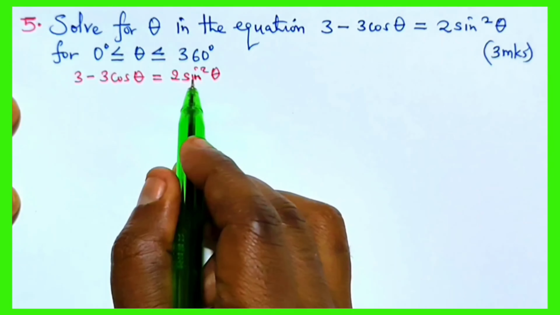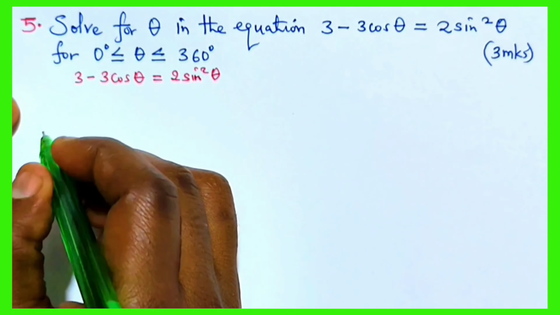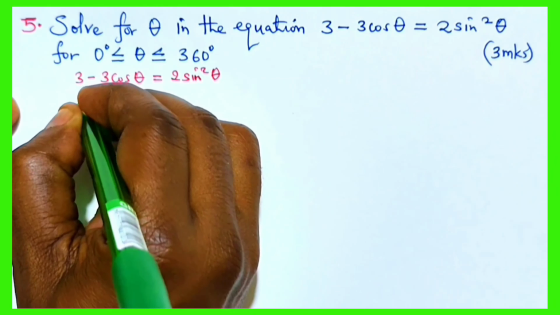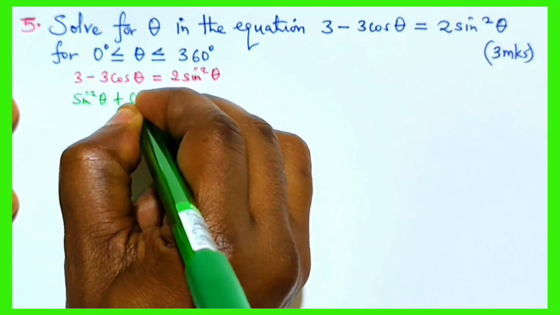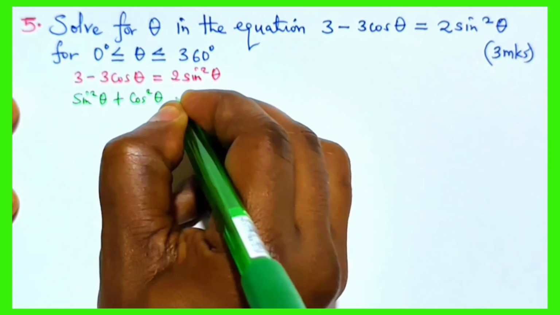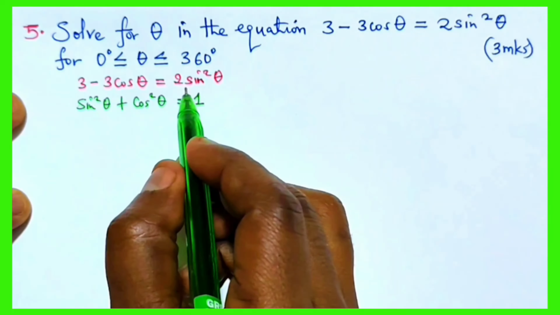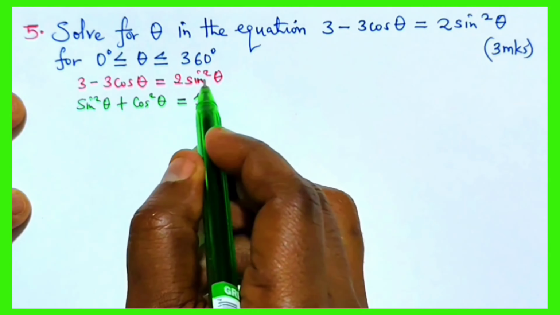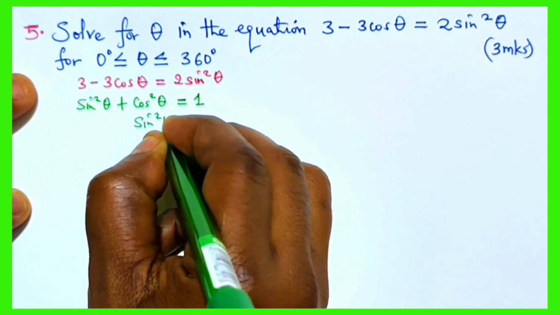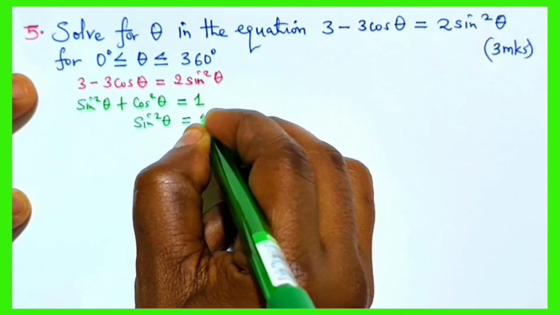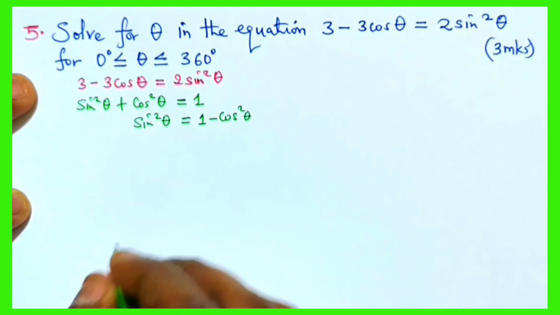Now that there is sine squared theta here, we can consider the trigonometric identity that sine squared theta plus cos squared theta is equal to 1. So we make sine squared theta the subject. We are going to have sine squared theta equal to 1 minus cos squared theta.